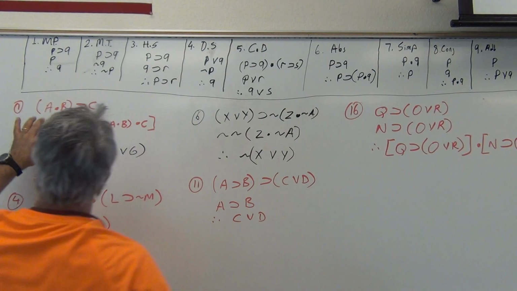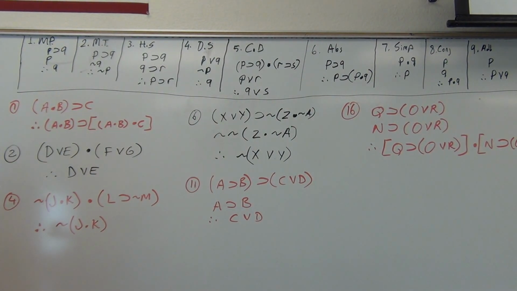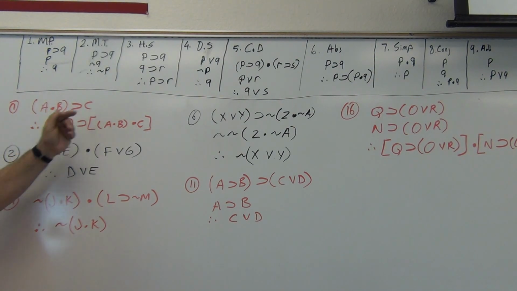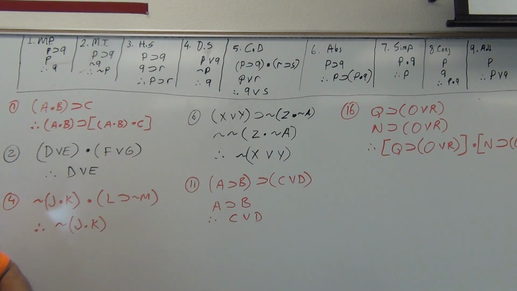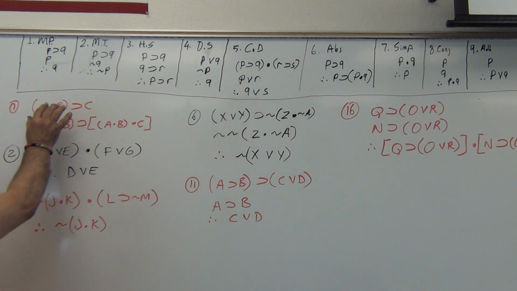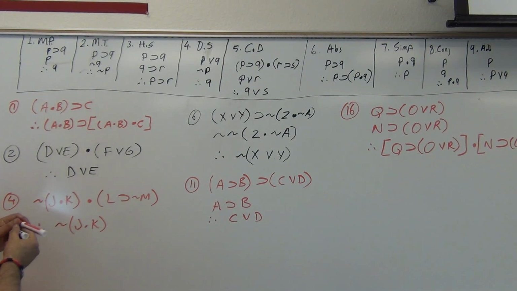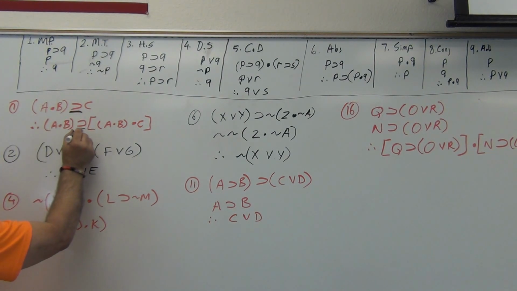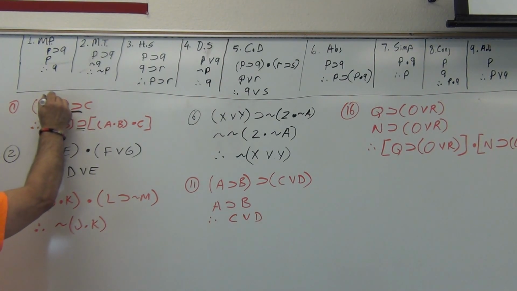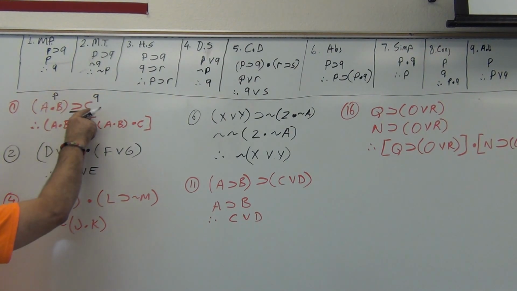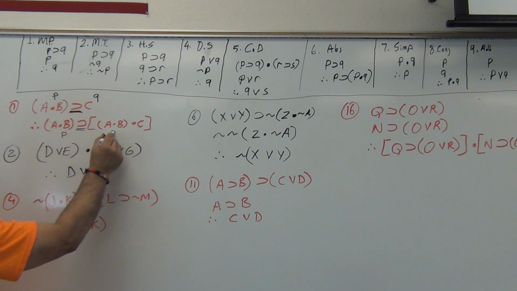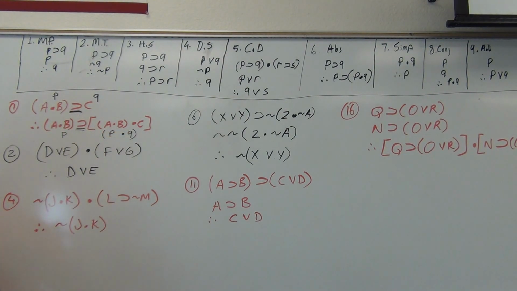Now let's check the first one. In parentheses A and B, this is a conjunction. If both A and B, then C. Therefore, if A and B, then A and B and C. This is the main operation. Basically, for this one you can put P, this is Q, C for Q. Therefore, if P then Q, therefore if P then P and Q in parentheses.